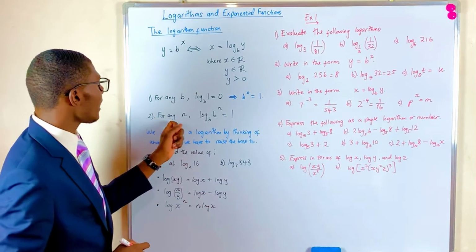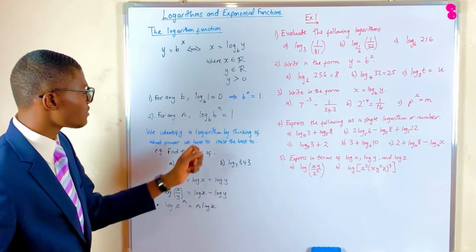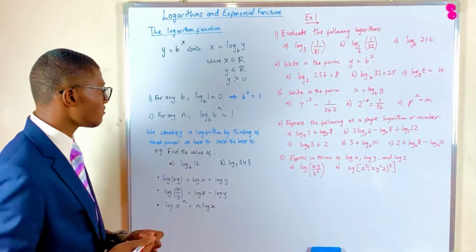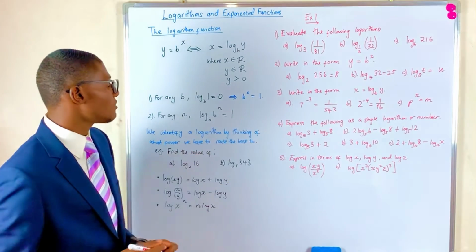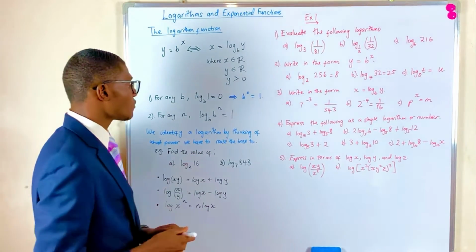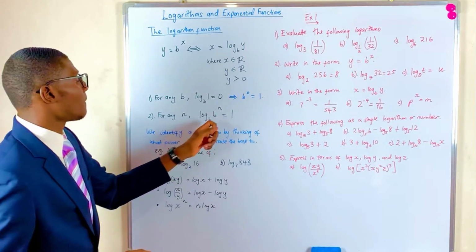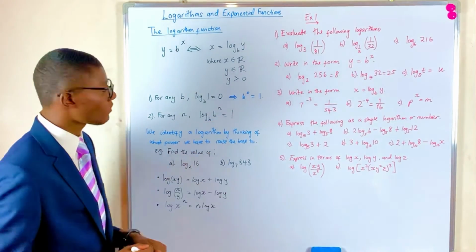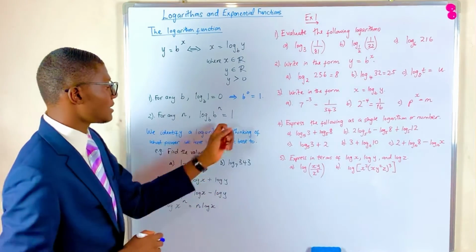And then for any power n, if we say log to base b of b to the power of n, the result will simply be equal to n. Why? Because b to the power of n is equal to b to the power of n, so the result is simply n.